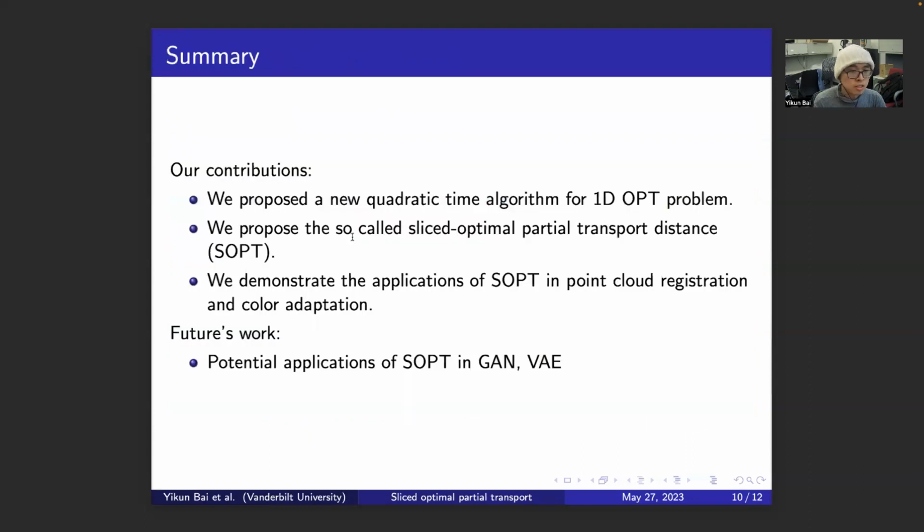Okay, so this is a summary. We propose a new algorithm to solve the one-dimensional OPT problem, and based on that, we propose the slice optimal partial transport distance. Finally, we demonstrate the application of SOPT in these two problems. For future work, we will continue to seek potential applications of SOPT in other machine learning tasks.